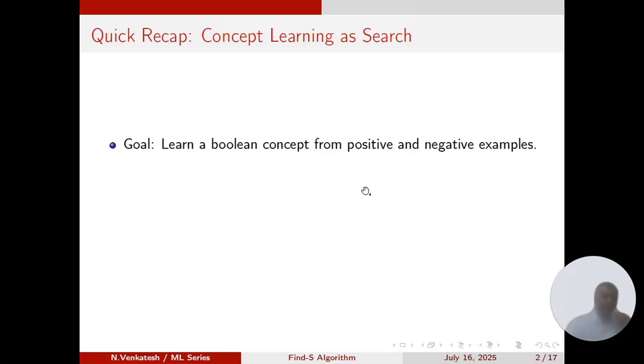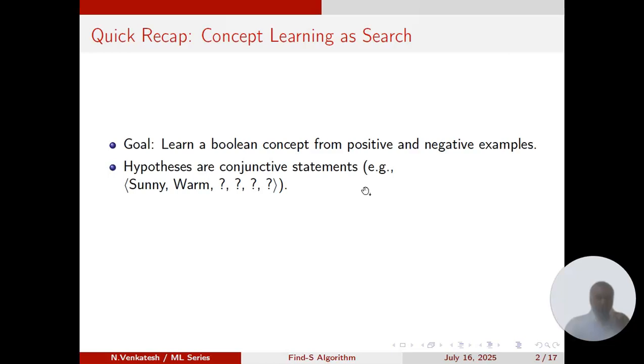We have defined concept learning as the task of inferring a general rule or a definition from a set of labeled examples. Here we have defined it as learning a Boolean function from given positive and negative examples, and how a target function or a hypothesis is represented is a conjunction of constraints on attributes.